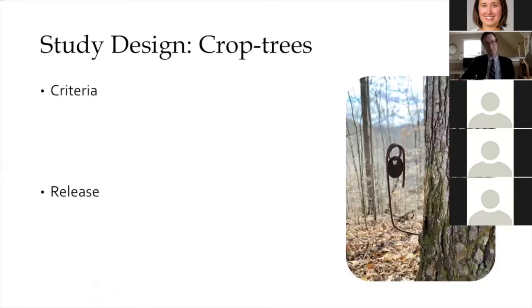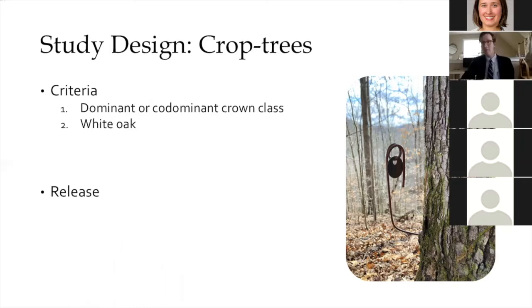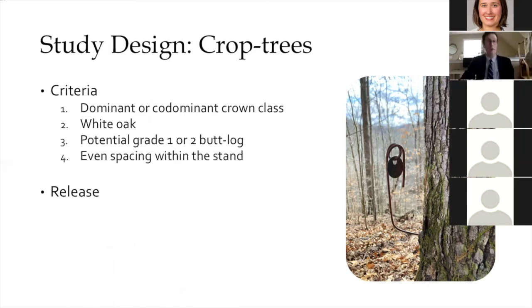In order for a crop tree to qualify for selection in this study, it needed to meet 5 criteria. First, it needed to be dominant or co-dominant in crown class. Second, it needed to be white oak. Third, a potential grade 1 or 2 butt log. And 4, even spacing throughout the stand. And then last, if all of those things are equal, the tree that's larger.